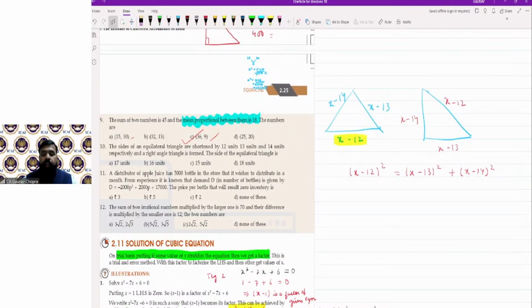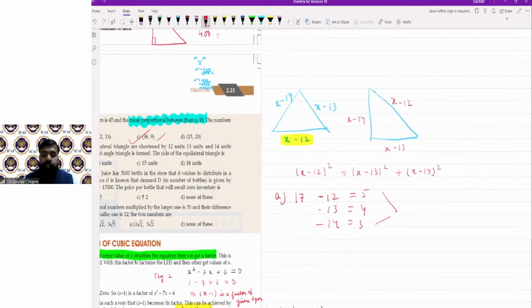And also you can try using options also. Option से भी आप check कर सकते हैं. So option number A, if you try, 17. So 17 minus 12 is 5. 17 minus 13 is 4. And 17 minus 14 is 3.